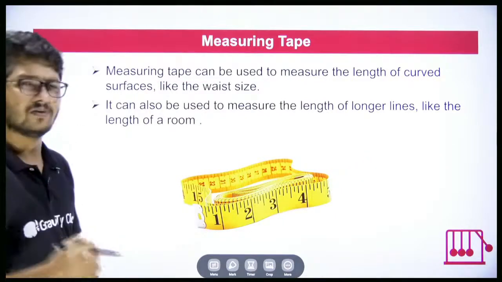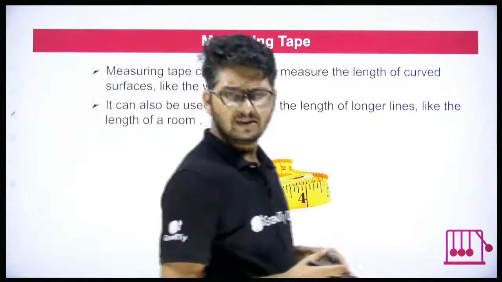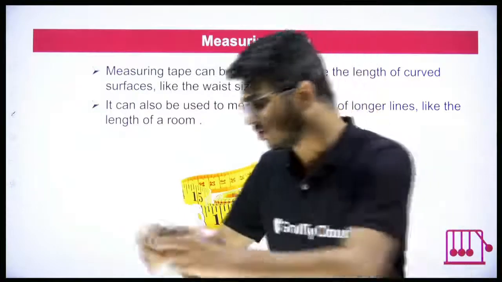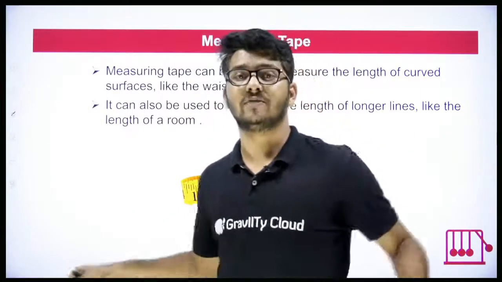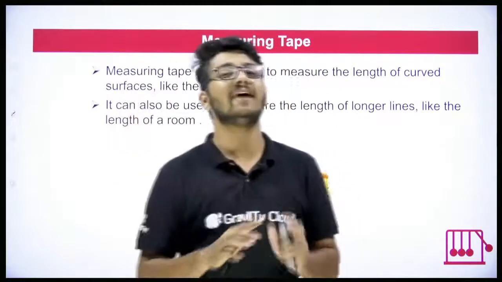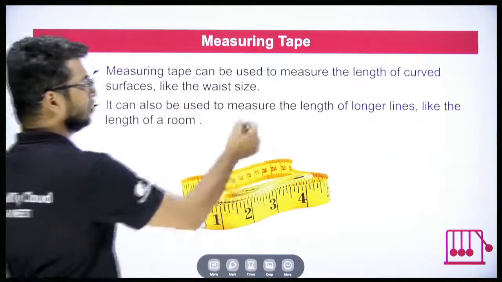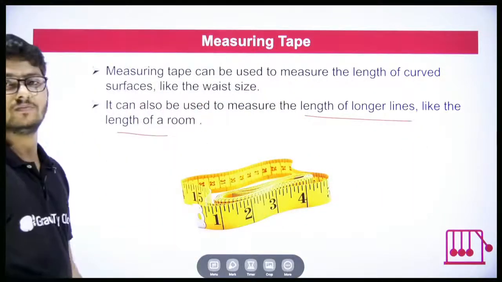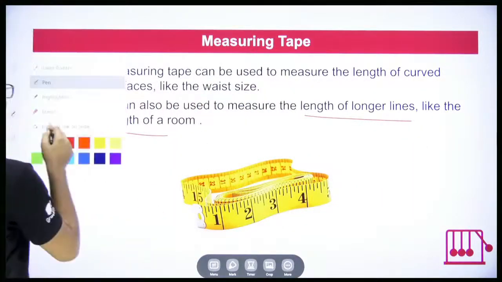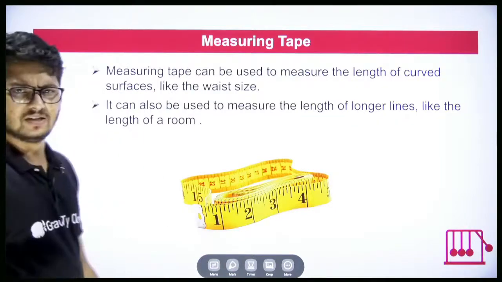Now one more common use of the measuring tape. What is that? It is used to measure the length of a room. The dimensions of a room, the length, the breadth, the height, everything, right? So it can also be used to measure longer lines like the length of a room. So that's what we use a measuring tape for. These are two common things, right? One is a scale, the other is a measuring tape.